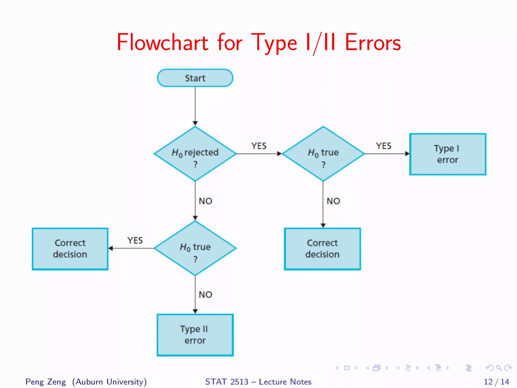This is another flow chart to decide whether it is a type 1 or type 2 error. It starts with whether H0 is rejected. You can use this flow chart to check whether we make a type 1 or type 2 error. Which flow chart to use, this one or the previous one, depends on which one is more convenient.